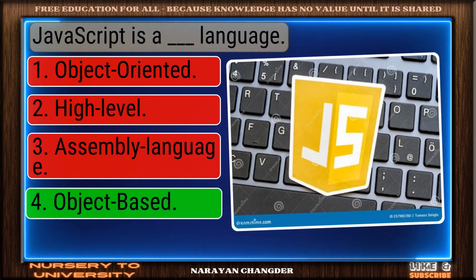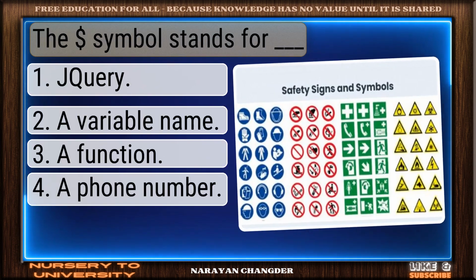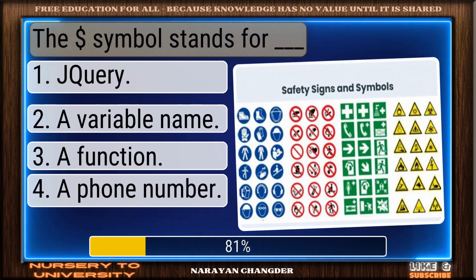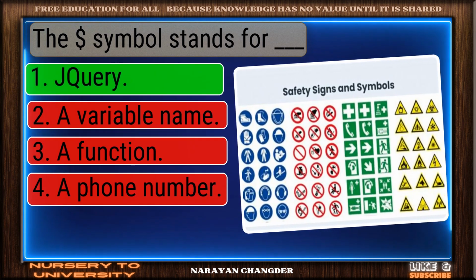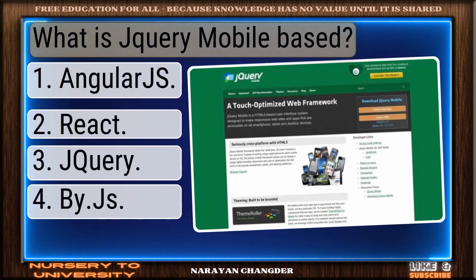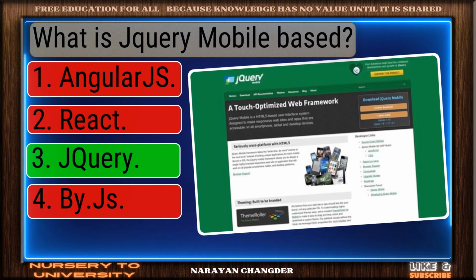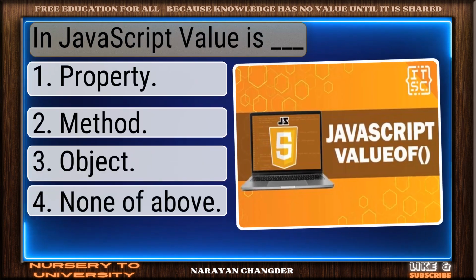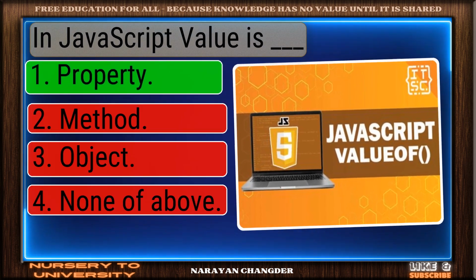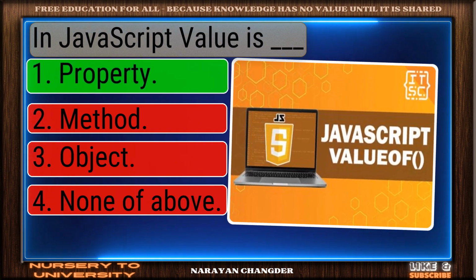Exactly. Object-based makes sense, and it is the right choice. The dollar symbol stands for dash. Strong choice. jQuery is the right answer. What is jQuery Mobile based on? Well reasoned. jQuery is the correct choice. In JavaScript, value is dash. Right choice. Property is the best answer.